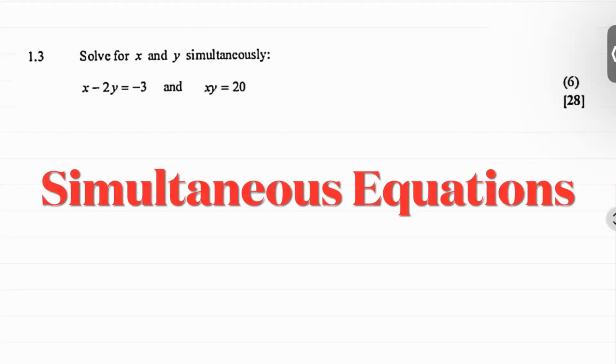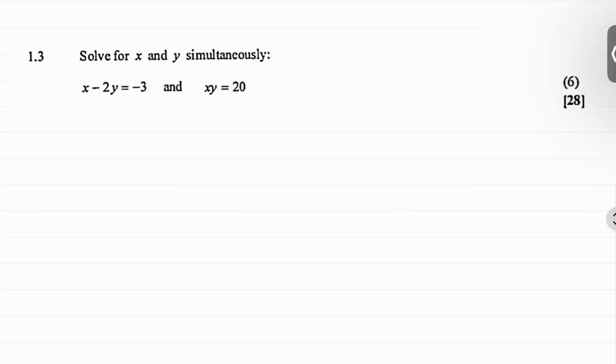Right, then on to this last example here. We have a simultaneous equation. You are required to solve for x and y simultaneously. Let's write it out first. x minus 2y is equal to -3. And x times y is equal to 20.